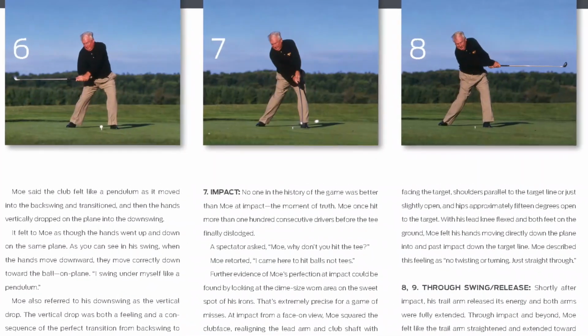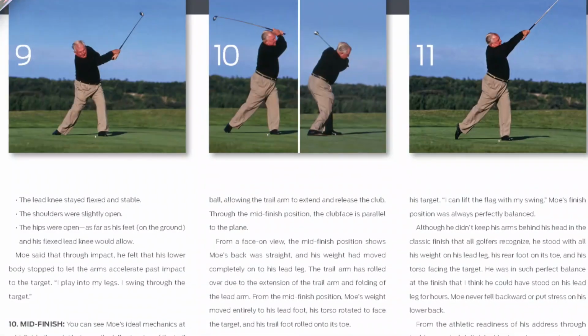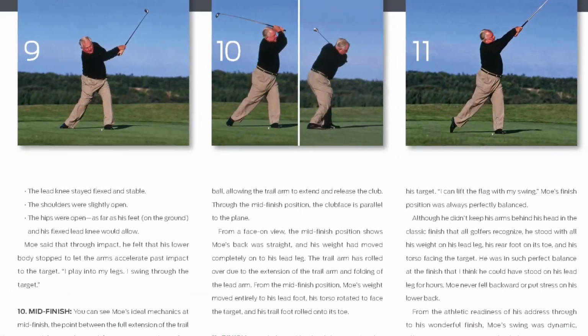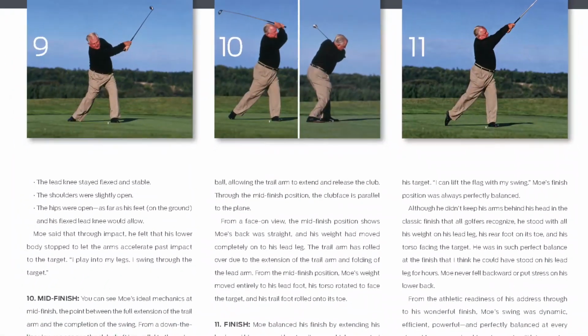So I always refer to these pictures here in the book. These pictures were actually taken from the photographer of Golf Digest, and they're really great photos of Moe's swing technique. Everything that I teach references back to the model of Moe in these pictures.